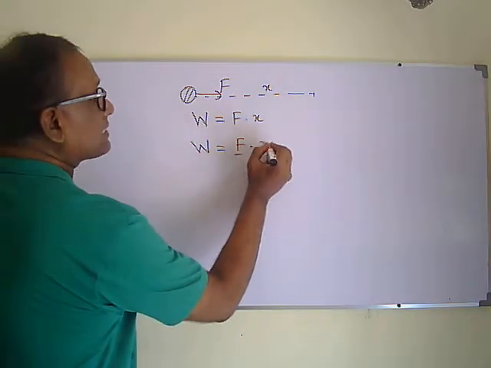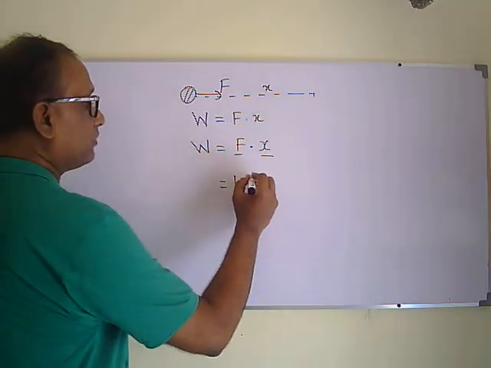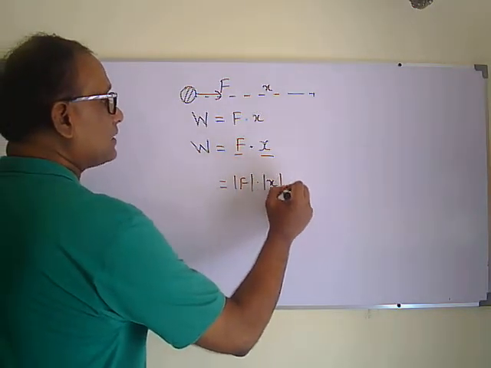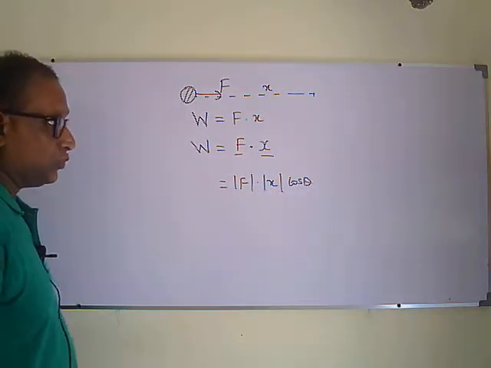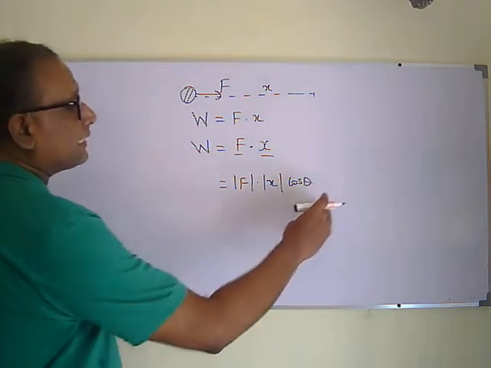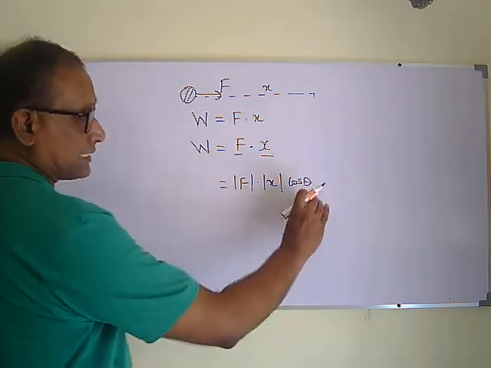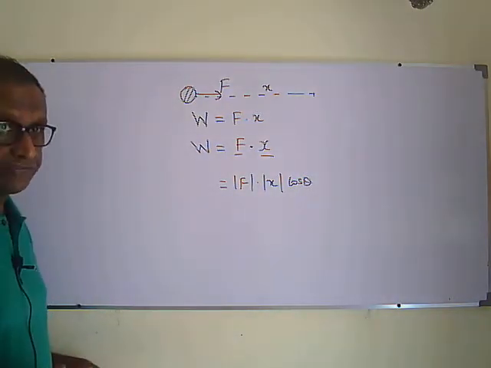So W = F dot x. That means mod of F, mod of x, cos theta, where theta is the angle between the direction of the force and the direction of x. The dot product is a scalar quantity. So this is the way work done is defined.